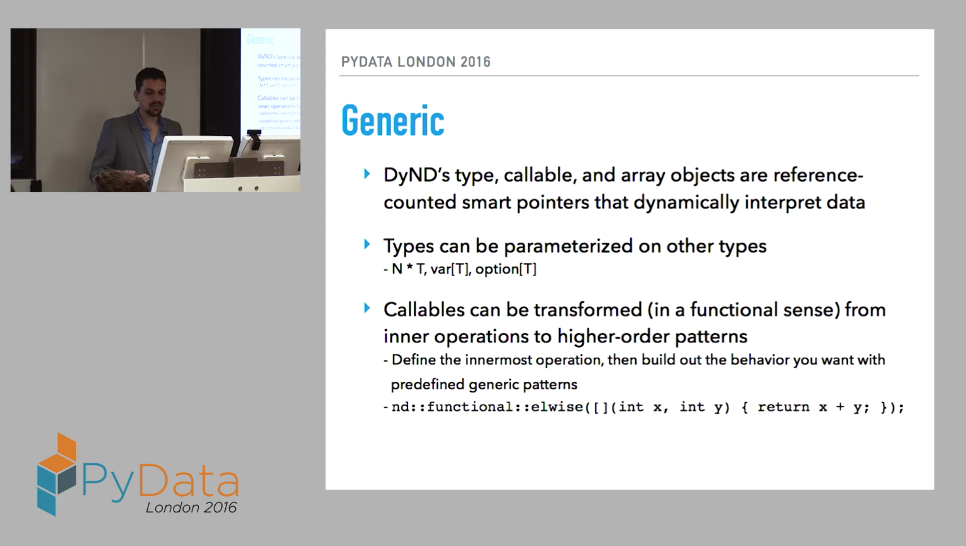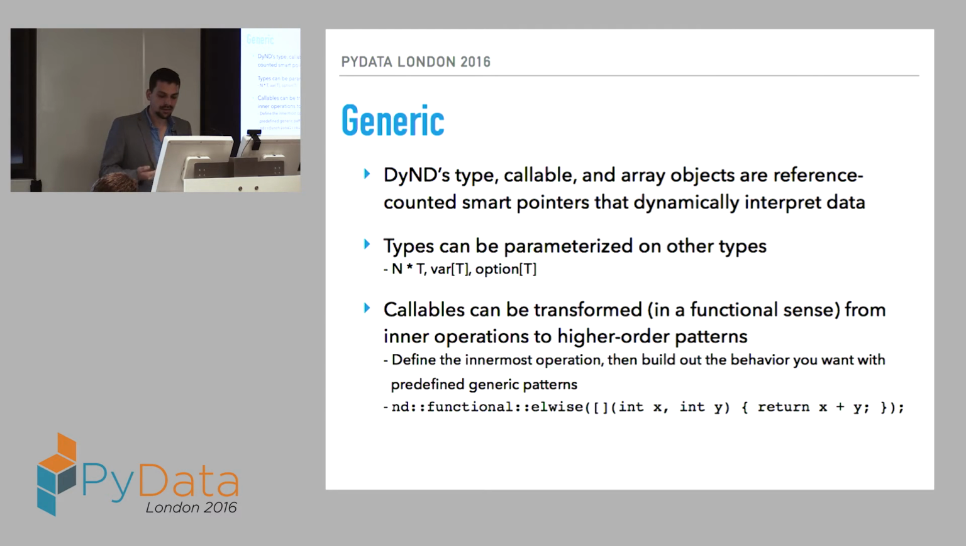And for how we work with callables, which are array functions, we think about them in a functional sense, which means that we want you to write an innermost operation and then use predefined transforms to get the exact array computation you want. So maybe you want something that does broadcasting, or maybe you don't. Maybe you want a reduction. Maybe you want some sort of windowing function like the kind Travis talked about.